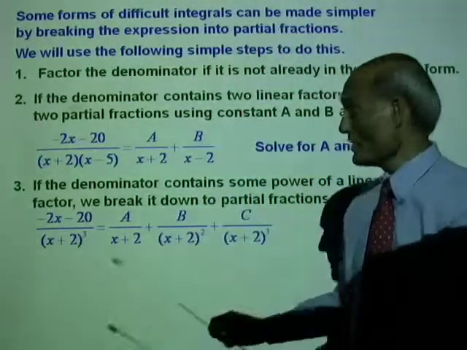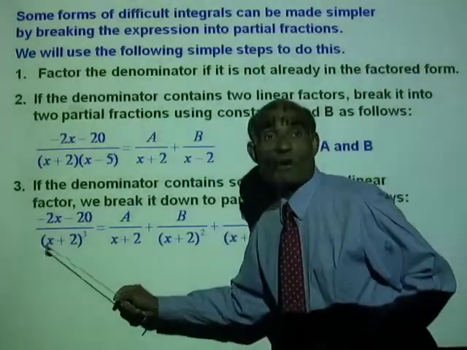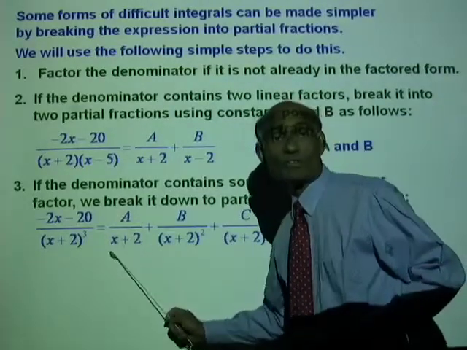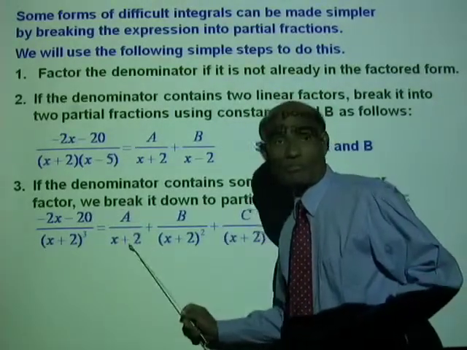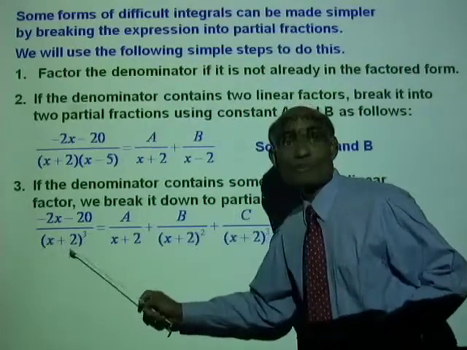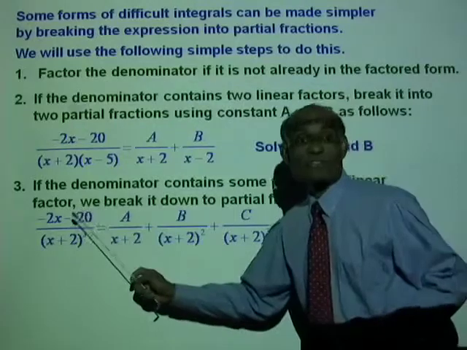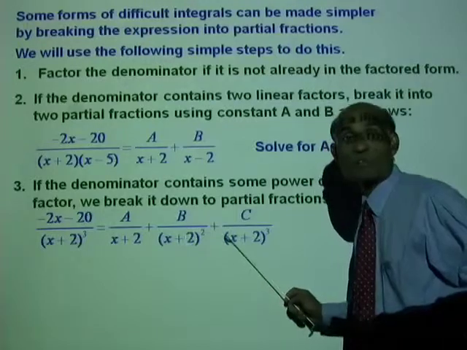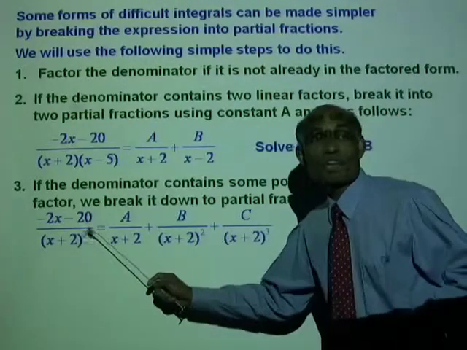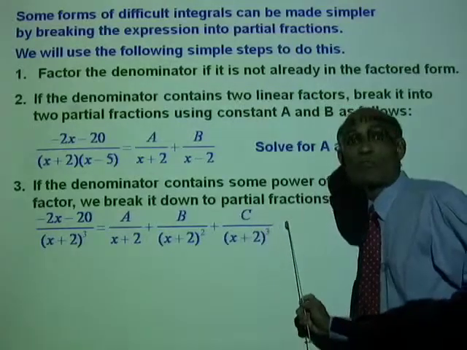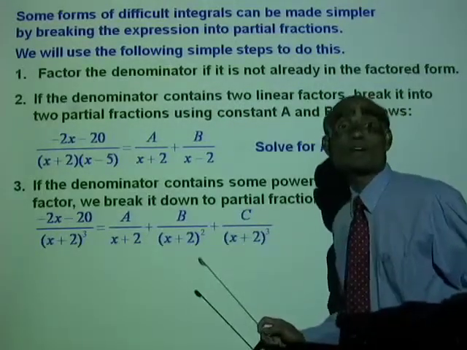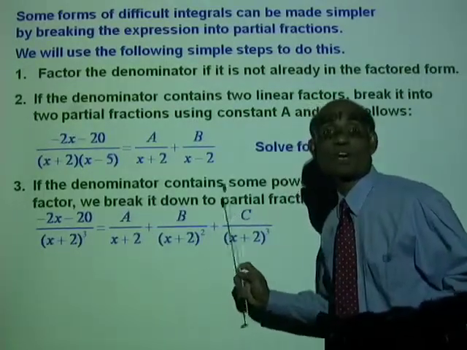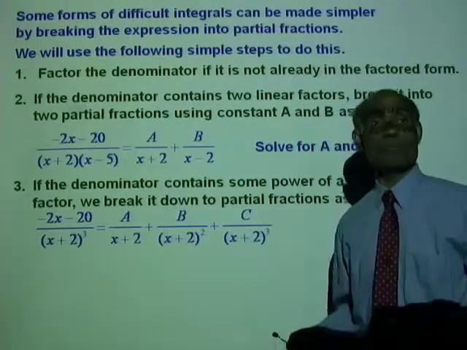So, once again, if the denominator contains some power of a linear factor, we would go in a progression like this. The first term will be a over x plus 2. The next one will be b over x plus 2 to the power of 2, plus c over x plus 2 to the power of 3. You have to go in that progression for the denominators. If it is x plus 2 to the power of 4, we will add one more term. It will be d over x plus 2 to the power of 4. And we will develop a method of finding the constants a, b, c, d, and so on.